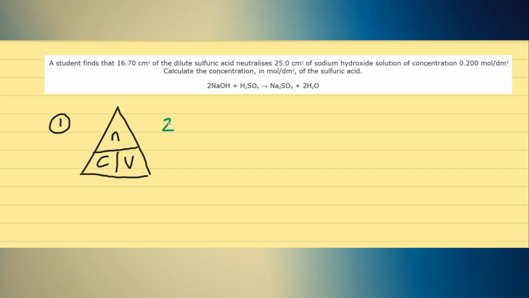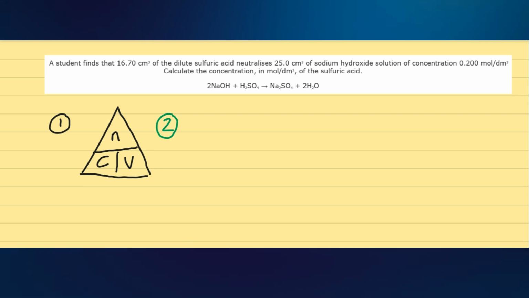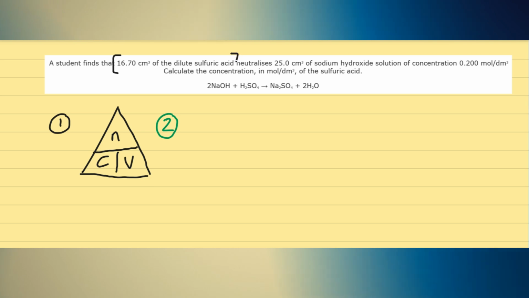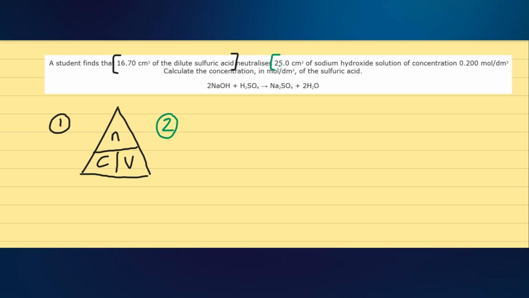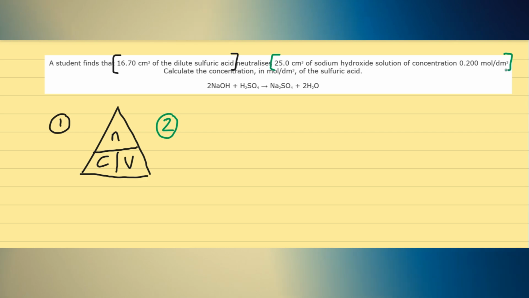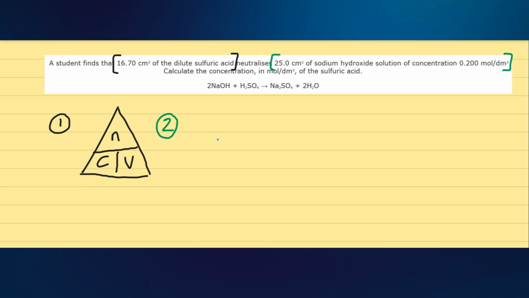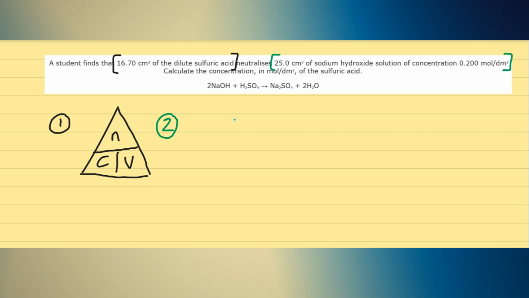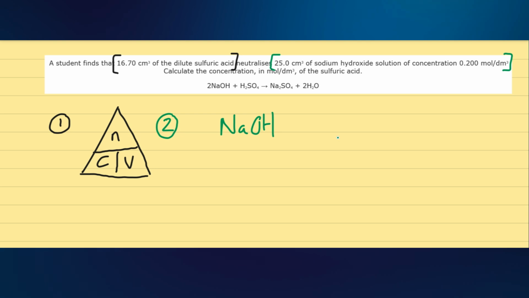My second step will be to work out what belongs to what. So in this question, I have 16.7 centimeters cubed of sulfuric acid. We'll be neutralizing my second chemical, 25 centimeters cubed of sodium hydroxide, which has a concentration of 0.2 moles per decimeters cubed. They want me to work out the concentration of the sulfuric acid. Okay, so I've got my two numbers here. That's what I'm going to do first. I'm going to start dealing with my sodium hydroxide first. Let's do that.